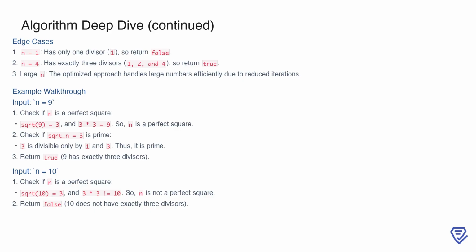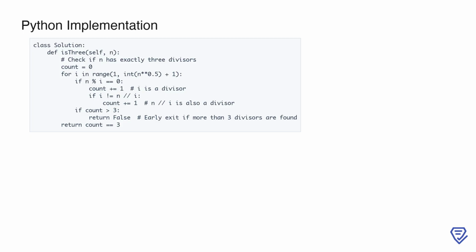Now consider n equals 10. Checking if 10 is a perfect square, we find that its square root, 3, squared does not equal 10. Therefore, 10 is not a perfect square, and the function returns false. These examples demonstrate how the algorithm handles various scenarios effectively. This solution determines whether a given integer n has exactly 3 divisors.